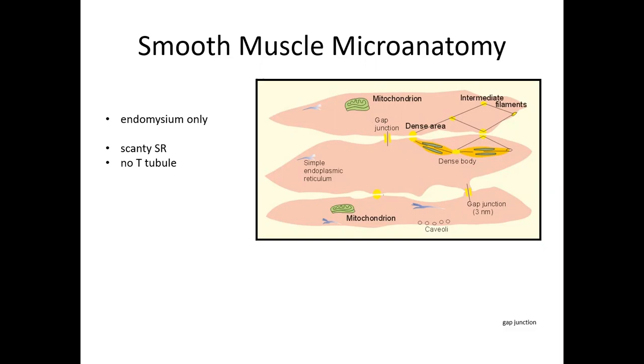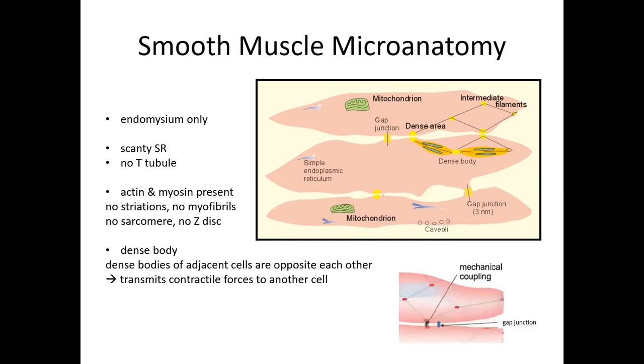So the mechanism of contraction is totally different once again. So yes, we have actin and myosin, but no, we don't have striations because they're not arranged in sarcomeres. We don't have any Z disc. It's totally different. We have the dense body, and we also have gap junctions.